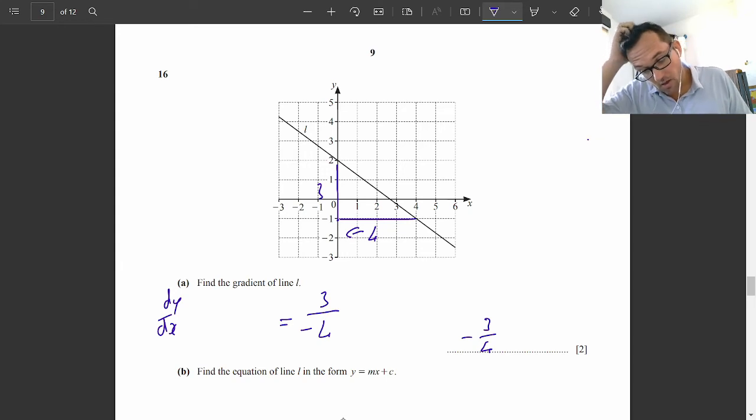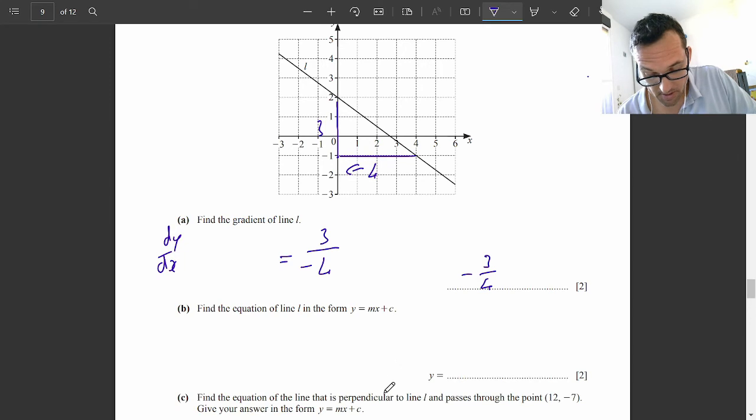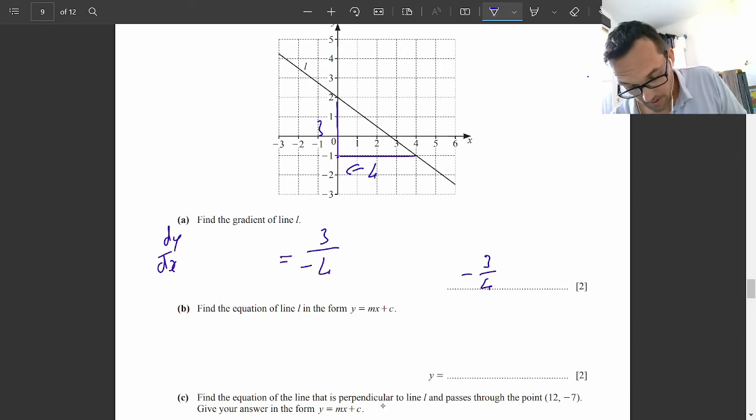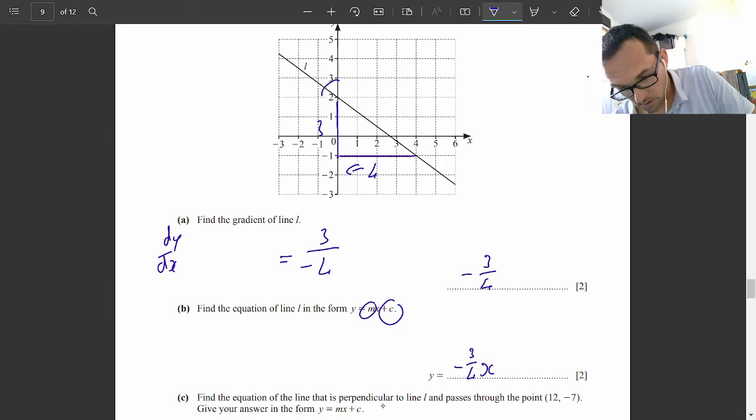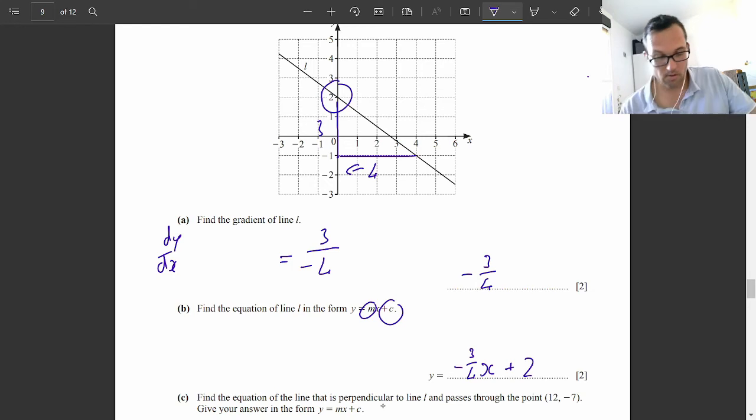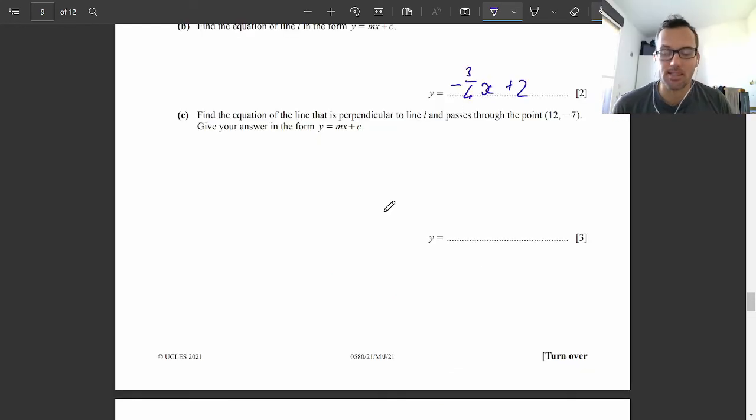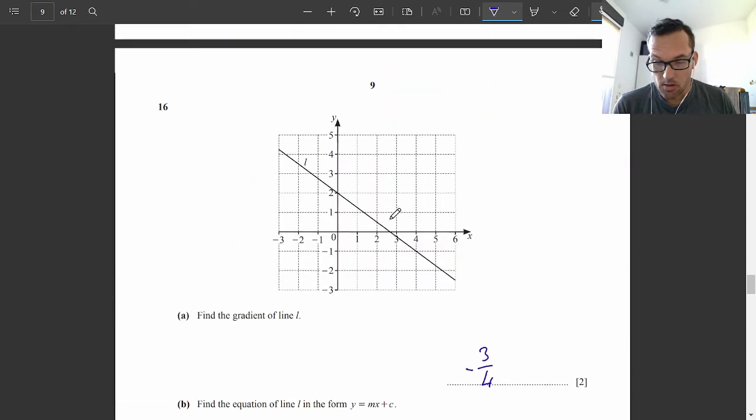Okay, now finding the equation of the line. Remember the basics here, that the m is the gradient. So immediately we have -3 over 4x, and the c value is where we cross the y-axis, which is at 2. Question 16c asks us to find the equation of a line that is perpendicular to our line up here.